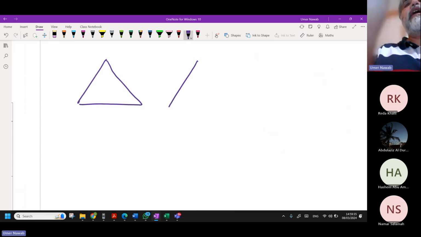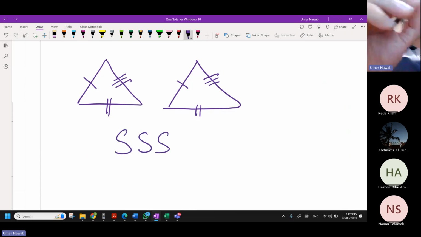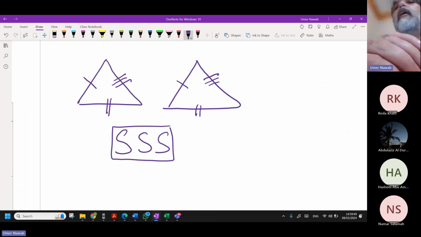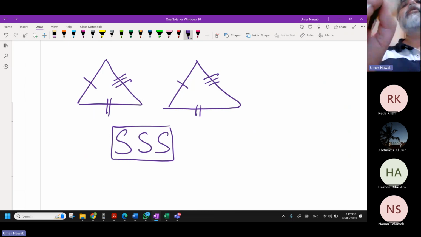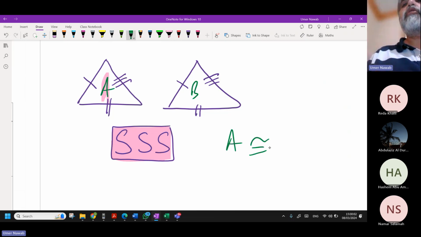If one triangle and the other triangle have this side the same as this, this side the same as this, and this side the same as this, I say the triple S property, side, side, side. So the 3 sides of one triangle are congruent to the 3 sides of the other. So, because of the triple S property, triangle A is congruent to triangle B.